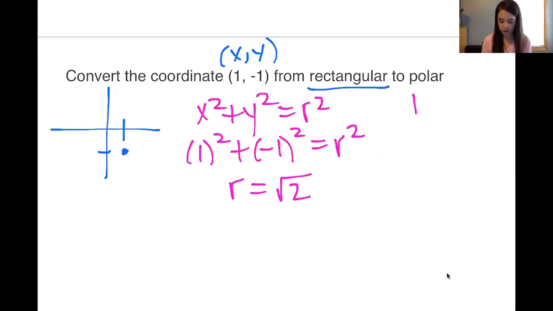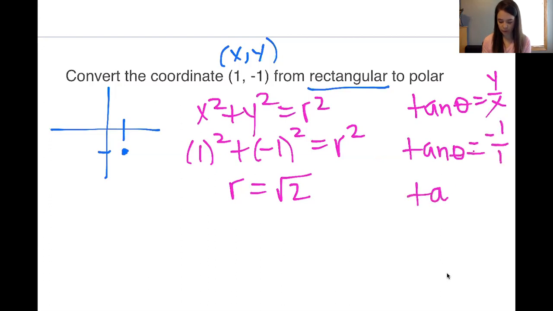Our other conversion equation is that the tangent of theta is y over x. So in this case, the tangent of theta is negative 1 over 1. I need to know where the tangent is negative 1. Ladies and gentlemen, I don't need you to be using your calculators, especially since we're in radians, it's not going to give you a pretty number anyway. You're not going to know what it means. I want you to use your unit circle knowledge.